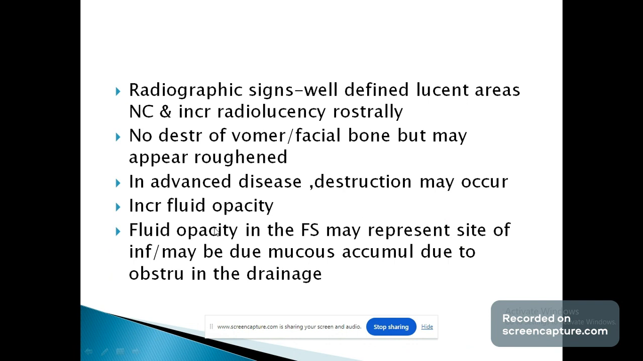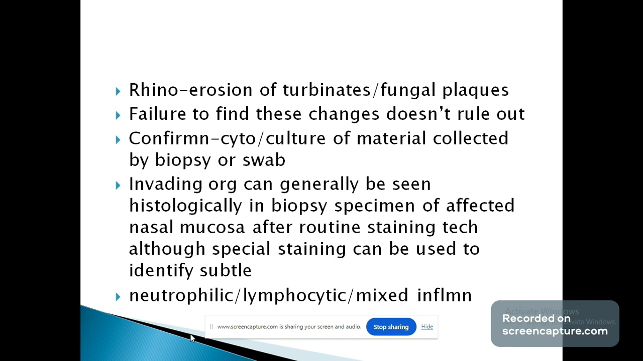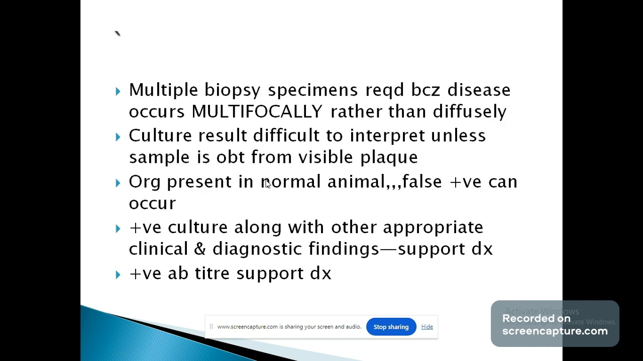You would see increased fluid opacity. If fluid opacity occurs in the frontal sinus, that may represent the site of infection, or may be due to mucus accumulation due to obstruction in the drainage. On rhinoscopy, you would see fungal plaques or erosion of turbinates. If you don't find erosion of turbinates or fungal plaque, that doesn't rule out aspergillosis. Confirmation is by cytology or culture of material collected by biopsy. This Aspergillus you can stain with the routine stain, but special staining can be used. Very important.